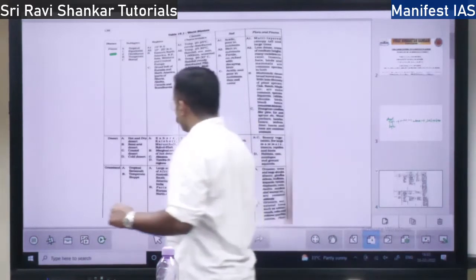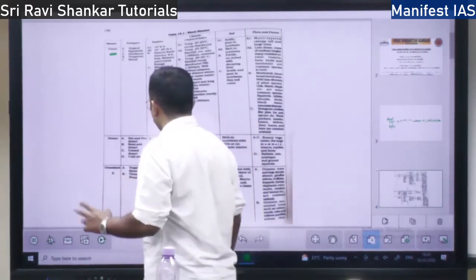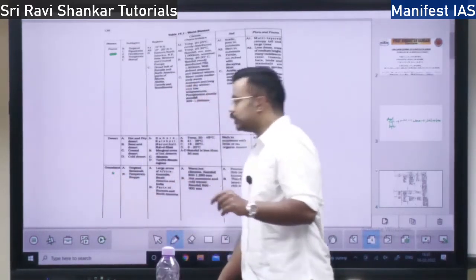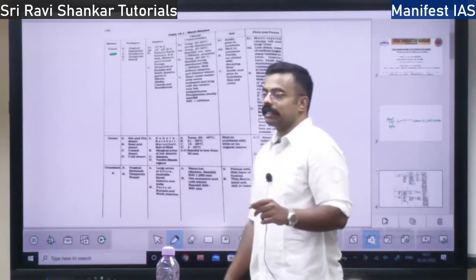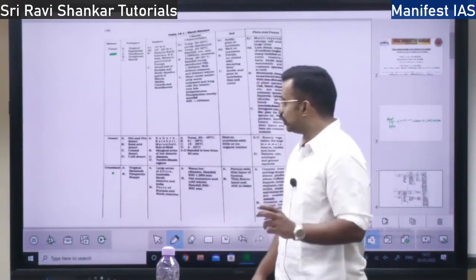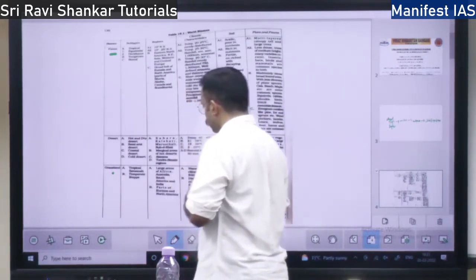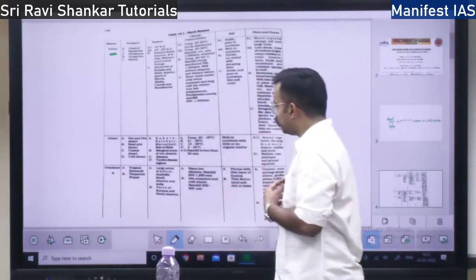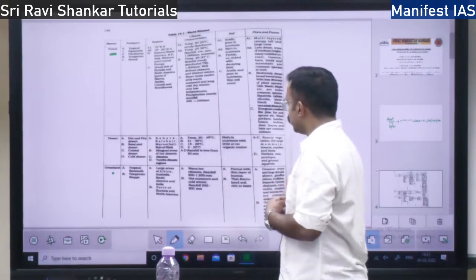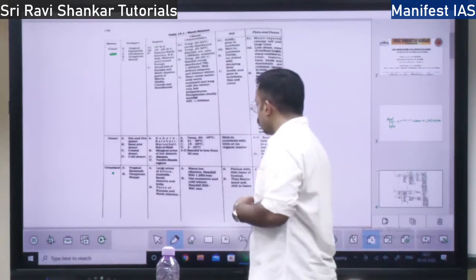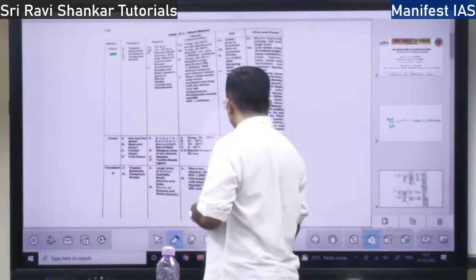Okay. Next you have the grassland. In grassland, you have two types: tropical savanna and temperate steppe. Tropical is in the tropical region. So you have the savanna. In the savanna, where do you find it? Somewhere in Australia, Africa, and all those areas. So here the climate is given, hot climate, rainfall will be there.